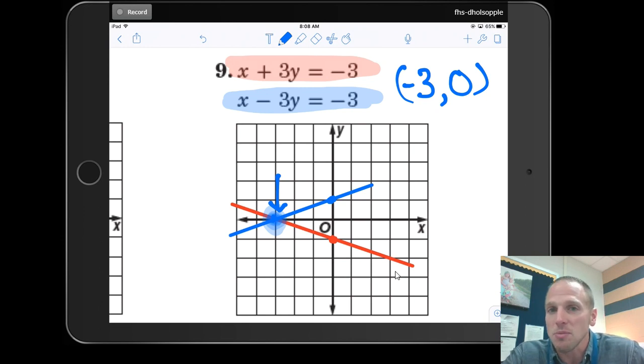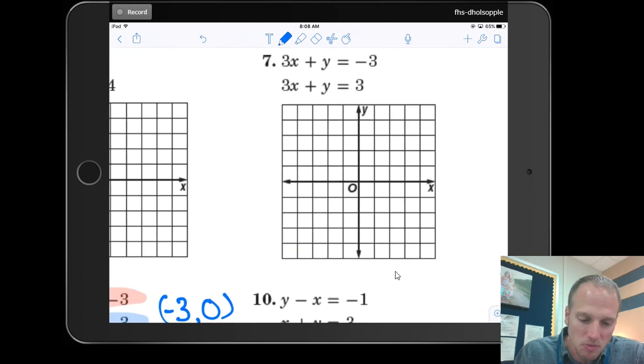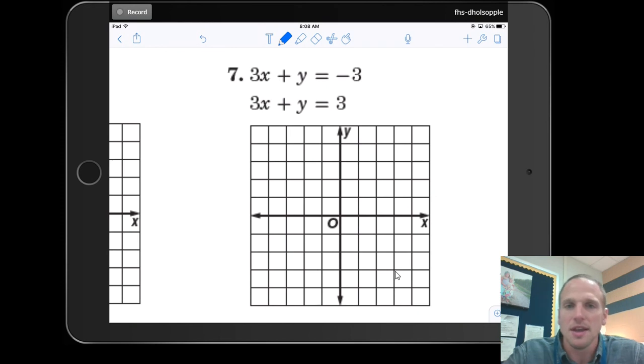Okay, so that's the first type of problem you're going to see today. Look at another type of problem that you're going to see today. All right, let's look at number 7. Number 7, 3x plus y equals -3.